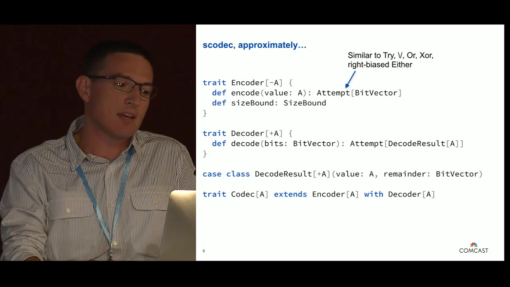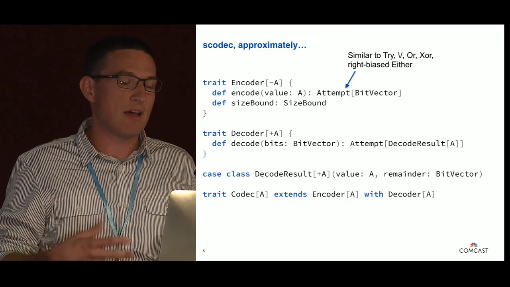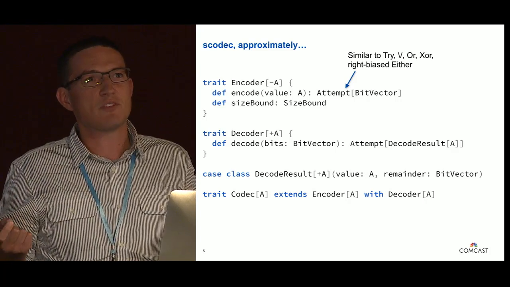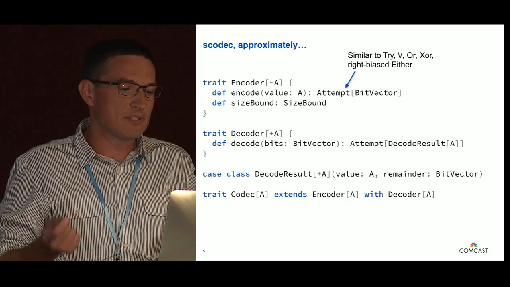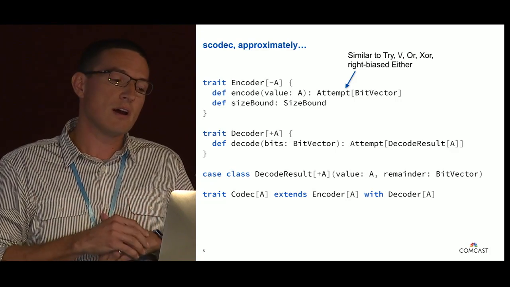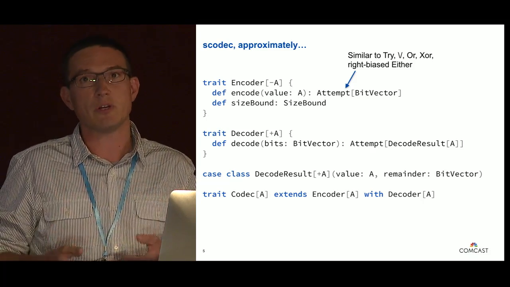The core algebra of the library is just this. There's two main types, encoder and decoder. An encoder of type A just encodes a value to an attempted bit vector. And so this is the first method I've shown, and already this is sort of out of the norm in a sense. A lot of serialization libraries represent encoding as a total function. Here in Scodec, we want to allow an encoder to fail to encode.